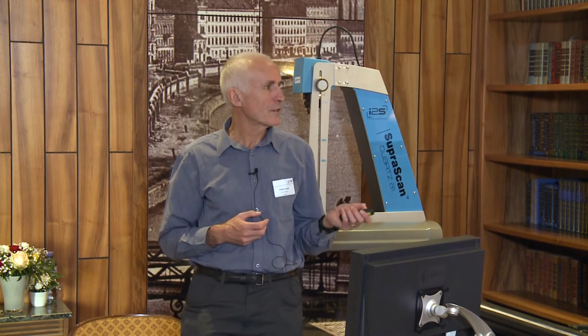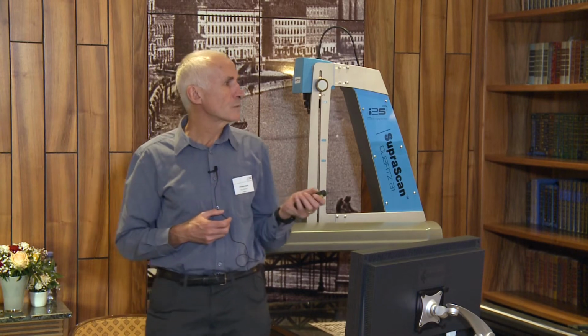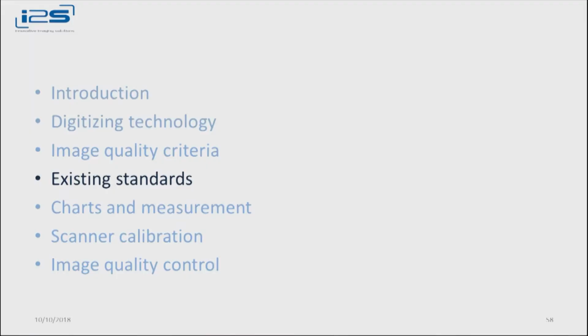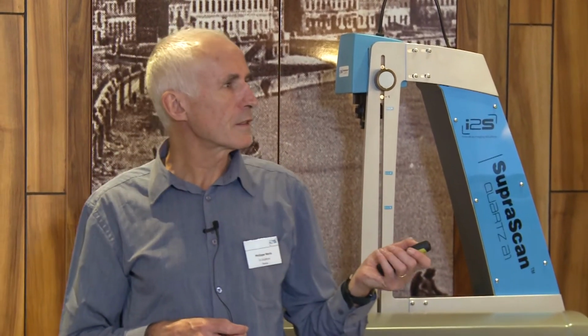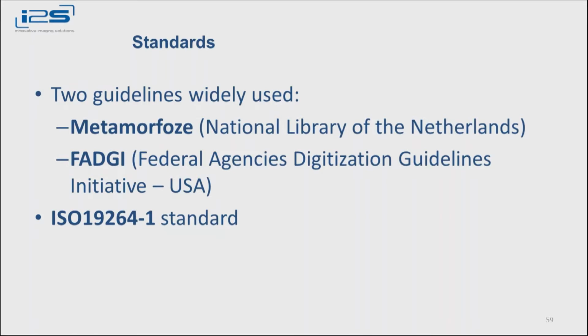So we'll talk about standards now. Before lunch, we'll have to look at standards, how to use charts mainly, and how to calibrate the scanner. There are three main guidelines. Two are well known because they are a little bit older. You have Metamorphose, maybe you heard about that, from Netherlands. You have FATG from the US. And now you have an ISO standard.